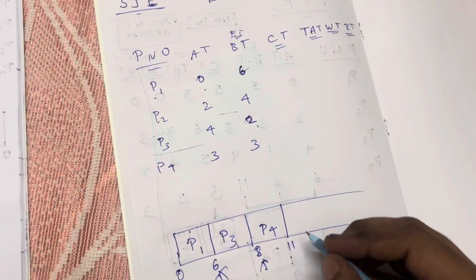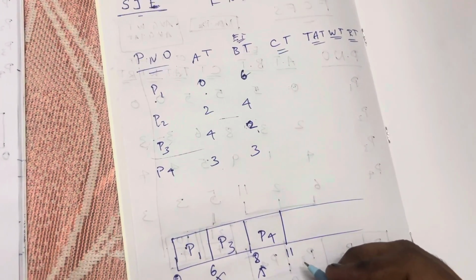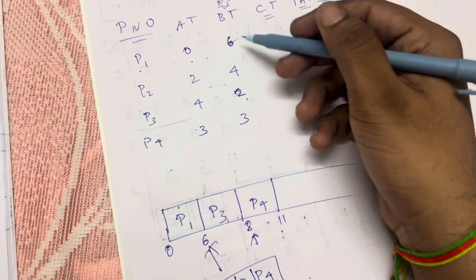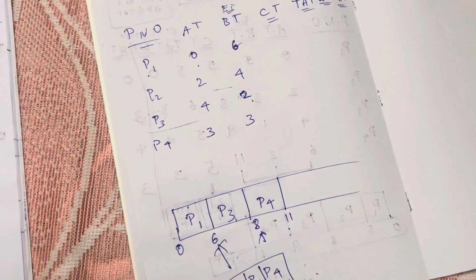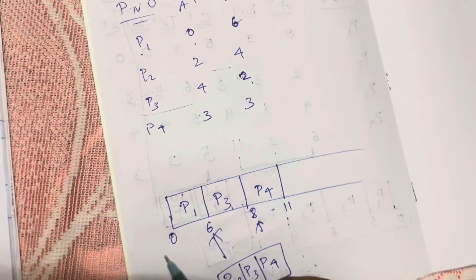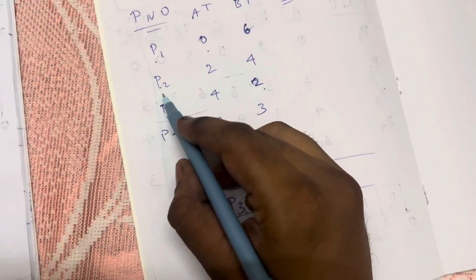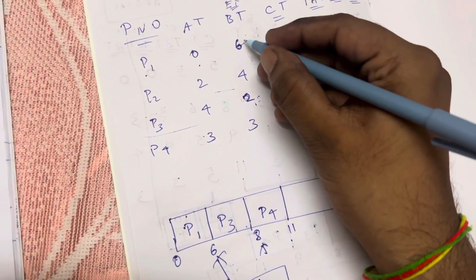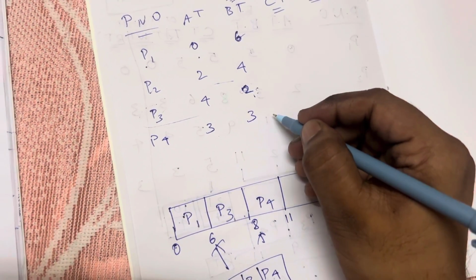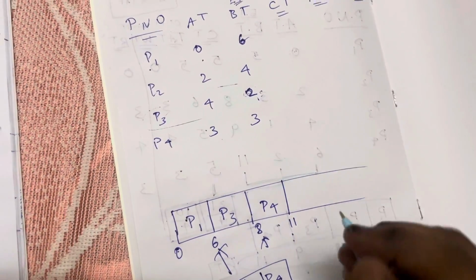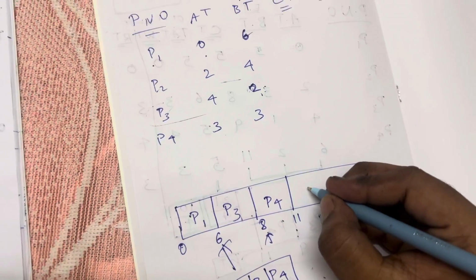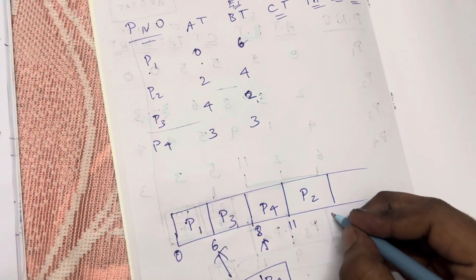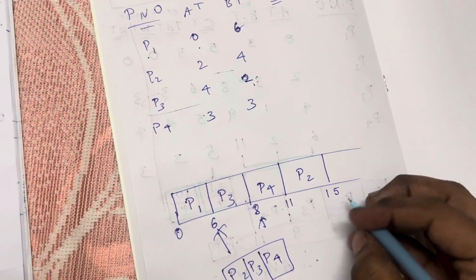Okay, P4 by 11, what all has arrived? Of course, again everything has arrived. What is the least among all? P2, because now P3 becomes 8, and P1 is 6, and this is now 11. Initially 4 becomes the least one. So now let's take P2, 4, 11 plus 4, 15.